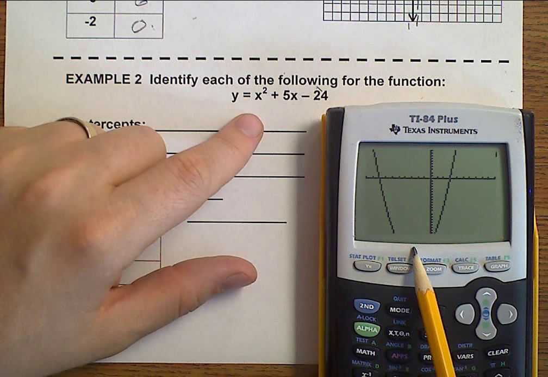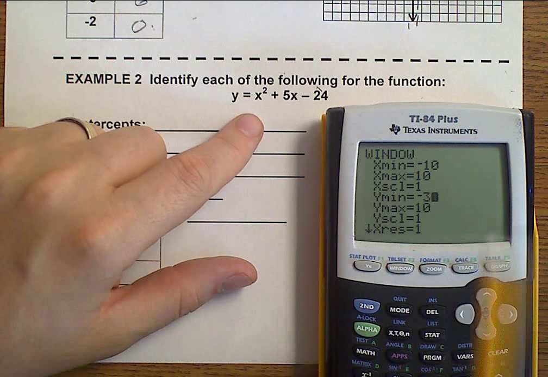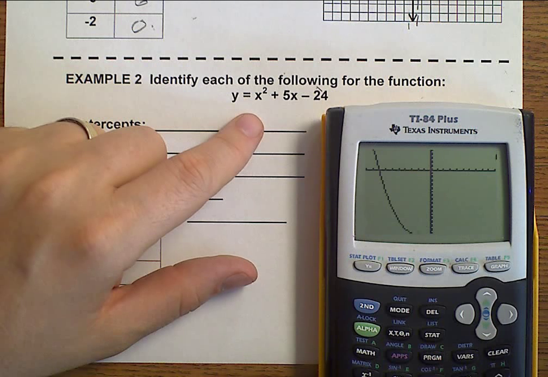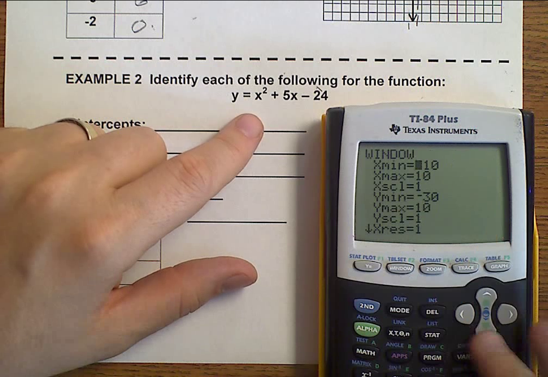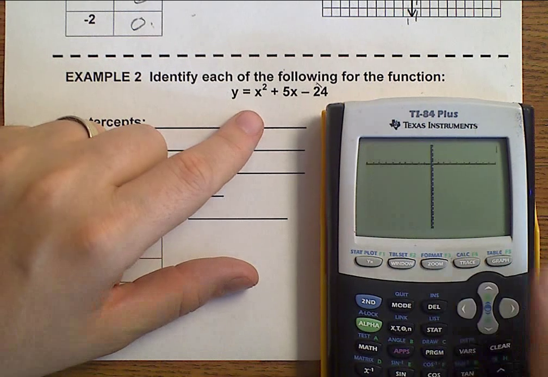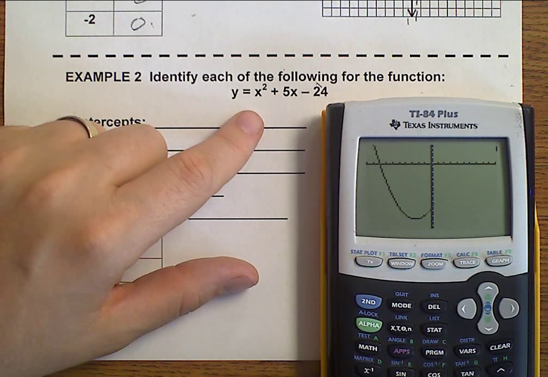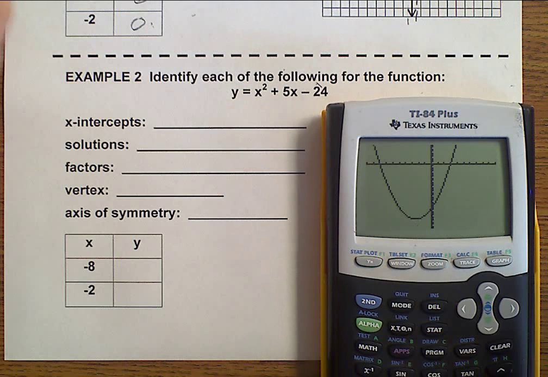Still not getting that y minimum. Let's try -30. Maybe I'm getting it. I'm just not quite seeing it. I know I'm close, though, so I'm going to say -35. And yes, I'm definitely seeing my minimum now. So now that I've done this, we can go ahead and find our different answers.